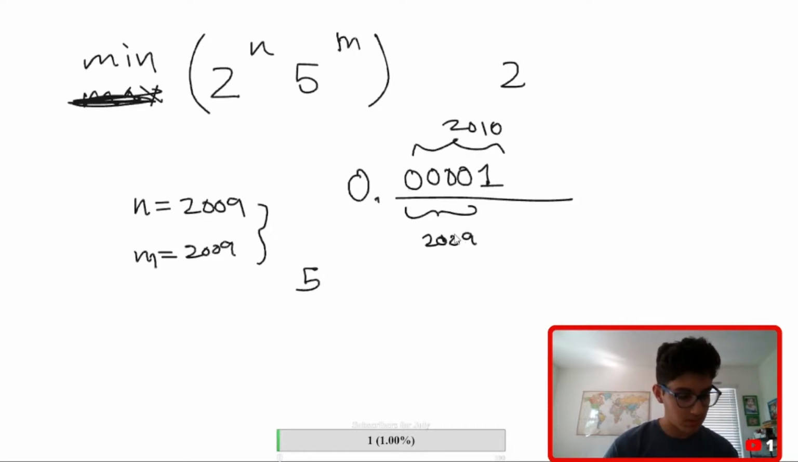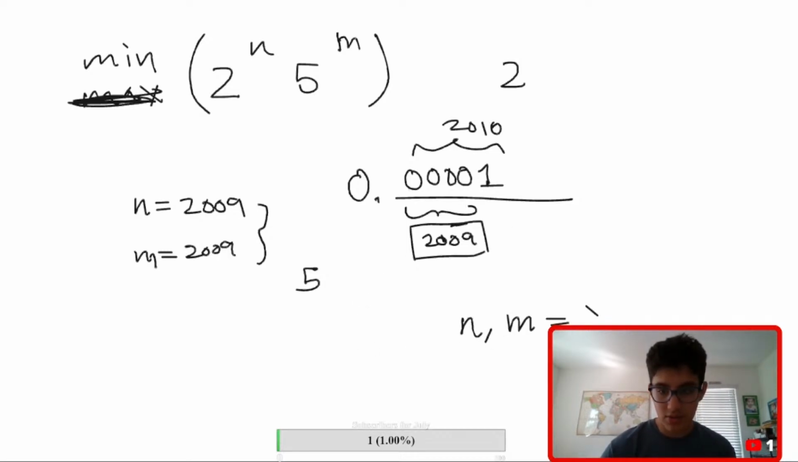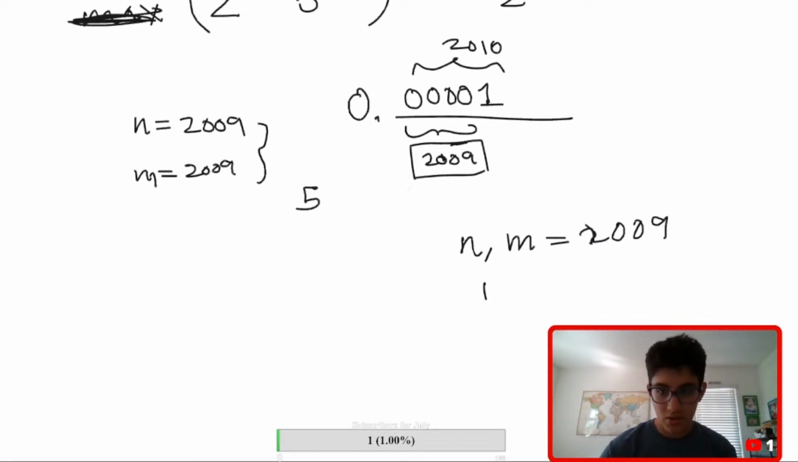I think we can use some power of 2, but we also have to use some 5s, right? We can get to something like this. So m to the 2009 will give you, if n and m are both equal to 2009, this is what I'm thinking right now, then we'll have 0.0, and then there are 2008 zeros, and then there's a 1 after that.